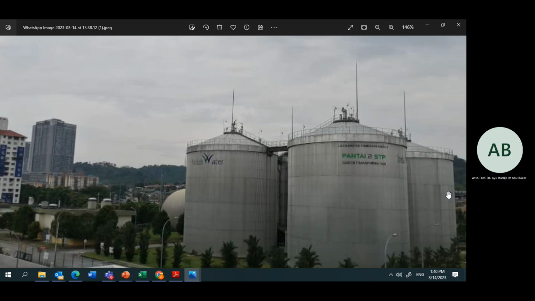The sludge, after this process, they will heat up, and then form compost or soil for agriculture. They also sell that. But the soil cannot be used for trees that produce fruits. It is for non-edible trees, like for landscape only, because the sludge might contain some contaminants.